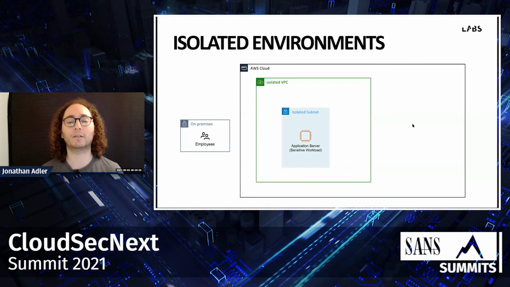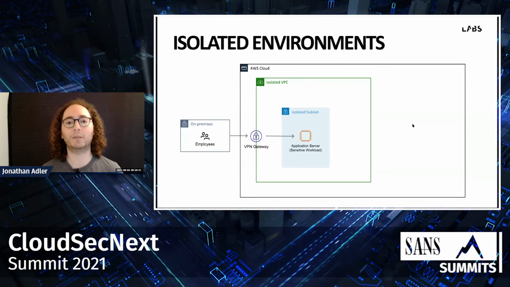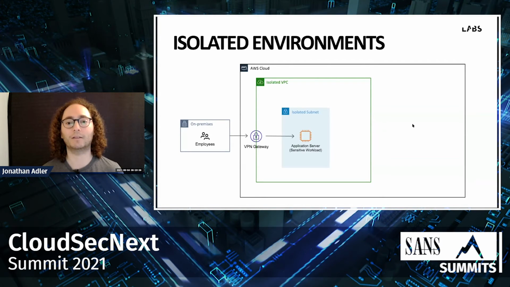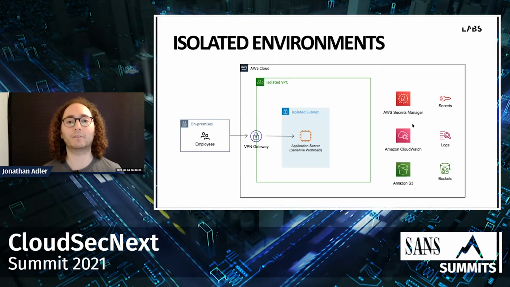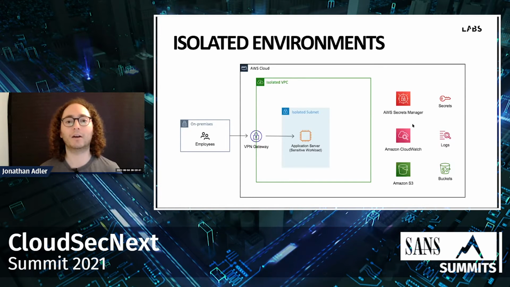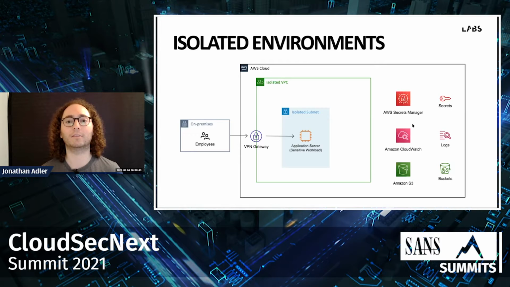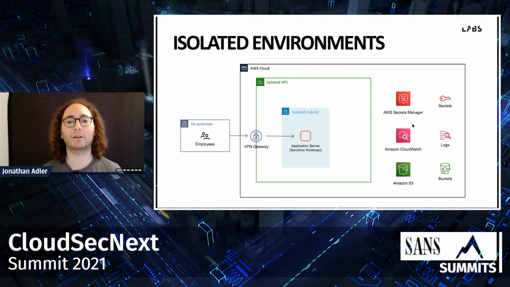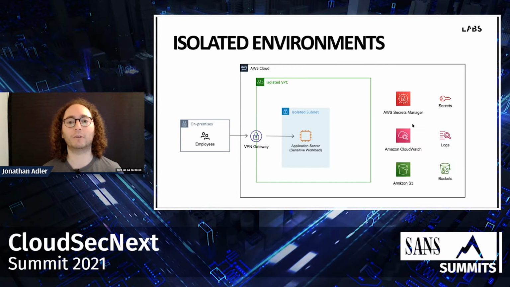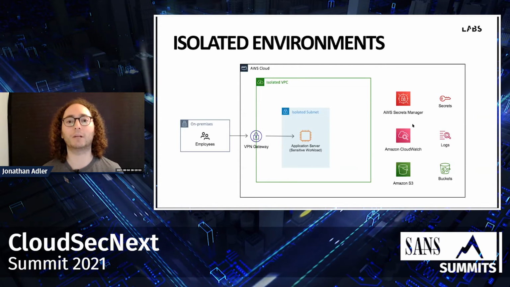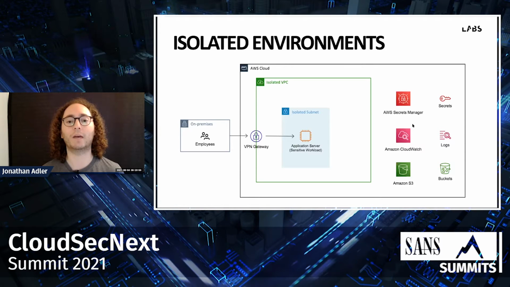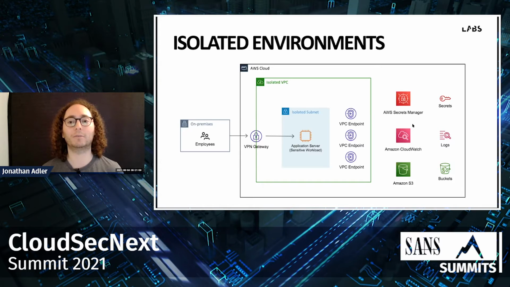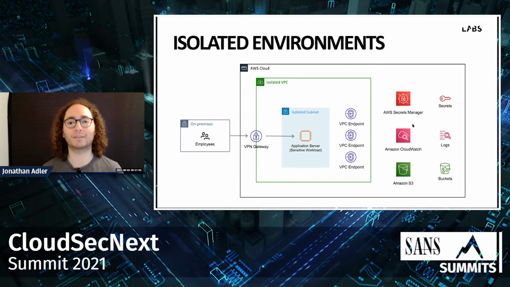So the way that we facilitate that is using a VPN gateway in this case, or you could use Direct Connect. And then this EC2 instance running some type of application obviously wants to access, let's say, a secret in Secrets Manager, wants to send some application logs into CloudWatch Logs, and wants to get some operating system updates from Amazon S3. So the way that we facilitate that is by creating these VPC endpoints, which we're going to discuss in just a moment.